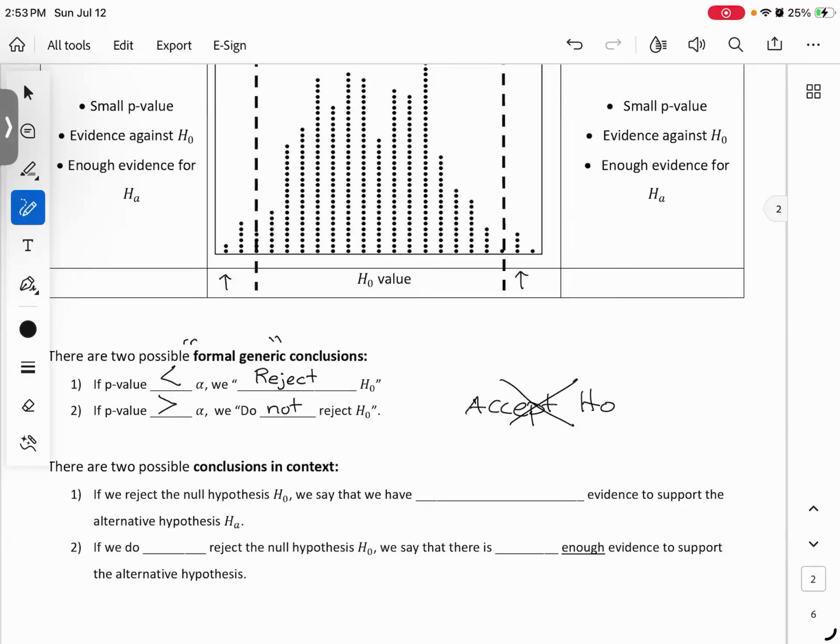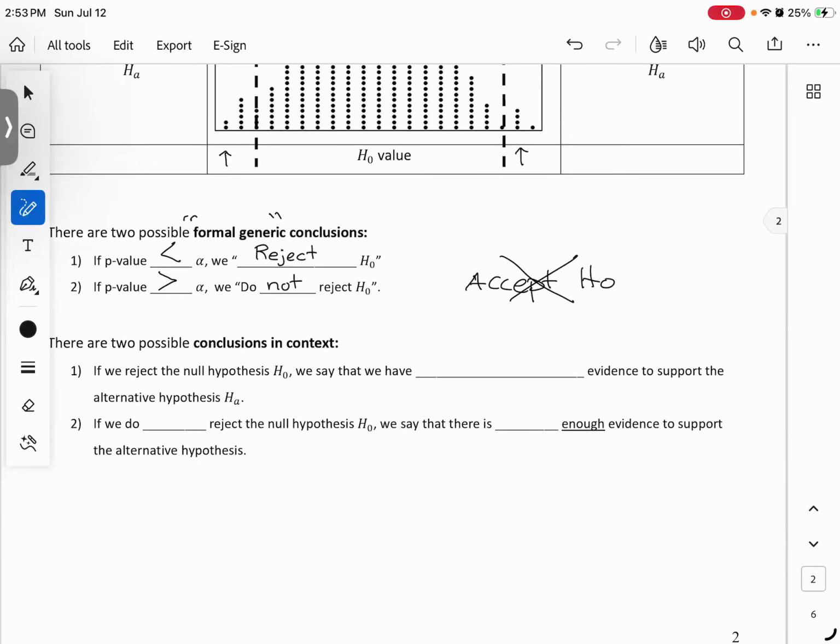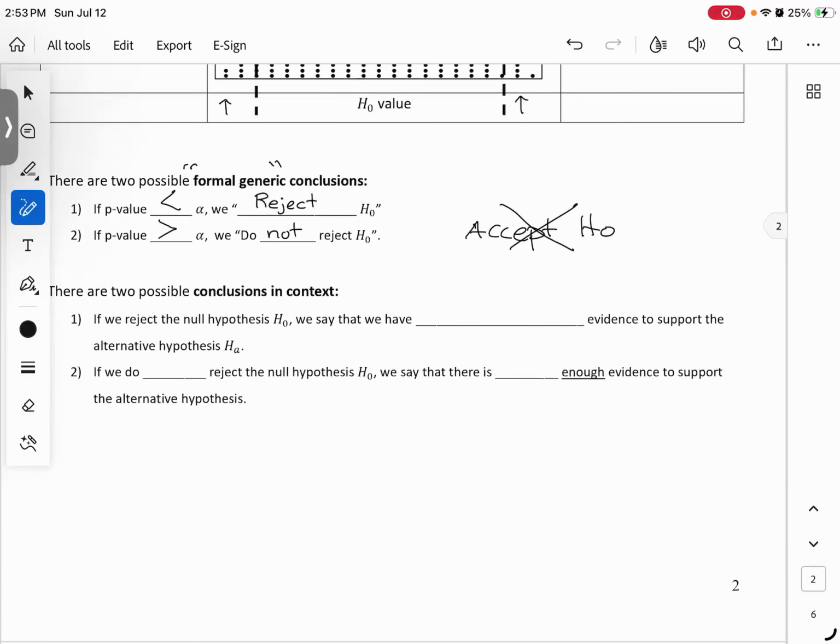We're team HA through and through until the day we die. Okay. Just heads up, I throw that into the test as a true false question. So make sure if you ever see that it says, should we accept the null hypothesis? No, say that we don't do that. Now, that's your short conclusion.